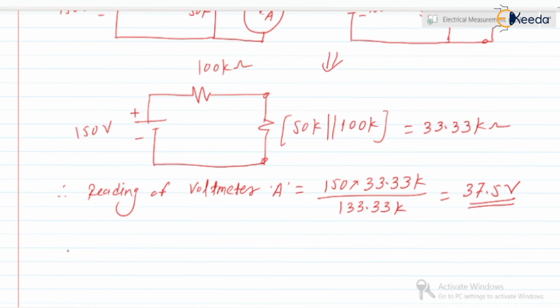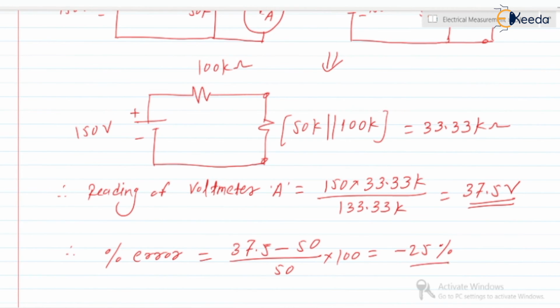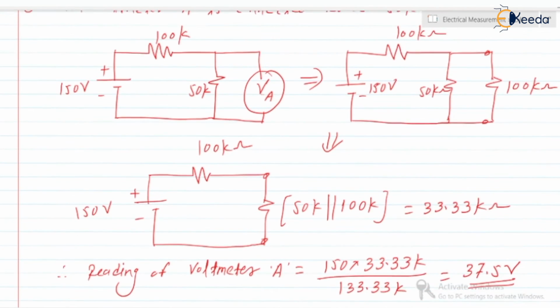So can we write the error? Therefore percentage error is equal to measured value minus true value divided by true value. Measured value is 37.5 minus true value 50, divided by true value 50, into 100, right? So it is equal to minus 25%. This is the percentage error when the first voltmeter is connected.